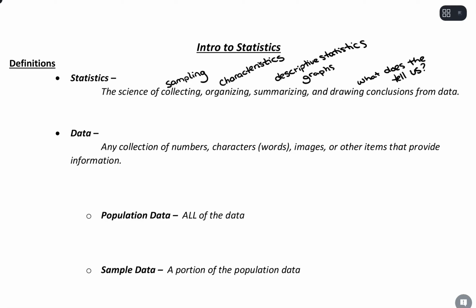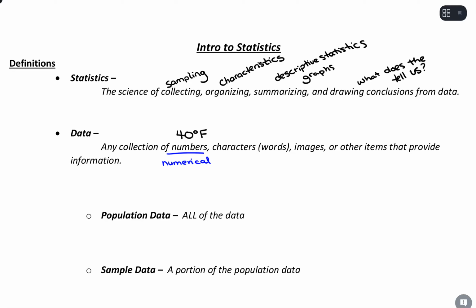So what could data look like? It's any collection of numbers, characters, which could be described as words, images, or any other items that provide information. So let's say we were collecting data on weather. For numerical data, if it was presented in numbers, then maybe they're collecting the temperature outside. For example, it's 40 degrees Fahrenheit. So that would lead to numerical data.